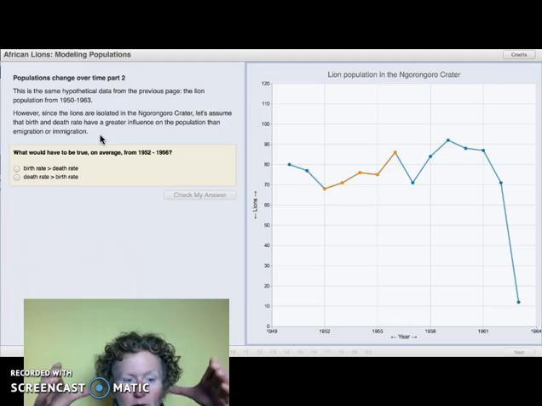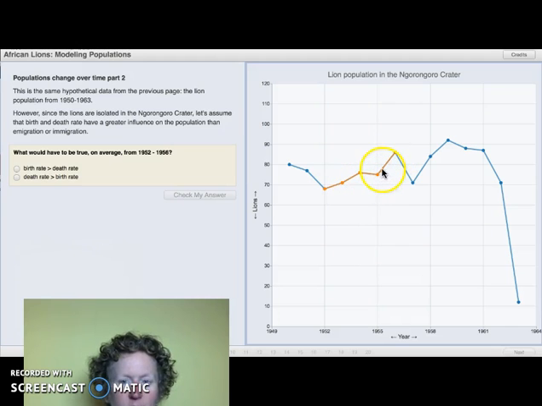In other words, the crater is kind of closed off by high cliff walls, so it's hard for other lions to get in or out from other populations. So we're going to look more at birth and death rates. So what is happening here when the population is increasing? Are more lions being born? Are more lions dying? Think about it and choose your answer.